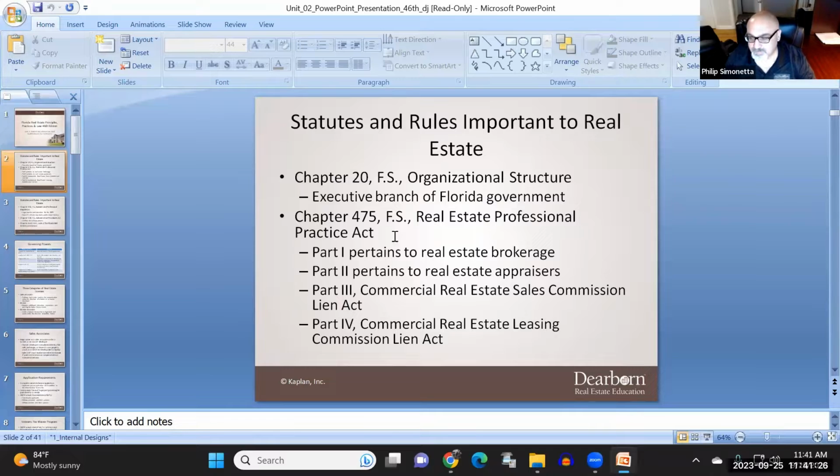20 is the umbrella. 475 is the Real Estate Professional Practice Act. Part 1 is brokerage. Part 2 is appraisers. Part 3 is commercial sales. Part 4 is commercial leasing.